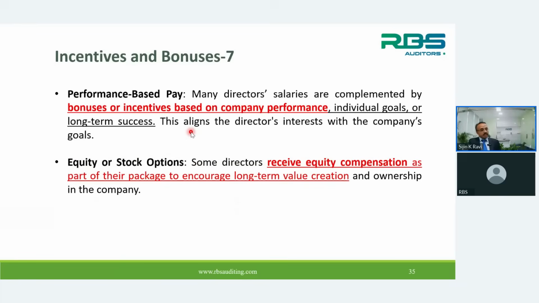Then the seventh part relates to incentives and bonuses. Many director salaries are complemented by bonuses or incentives based on company performance. Then there are long-term relationships and long-term success stories. All these are part of the deciding factors for how much managerial remuneration you can fix. Then equity or stock option: some directors receive equity compensation as part of their package to encourage long-term value creation. For example, if an employee has been working for more than 10 years, there is an option of equity they are given, and that is also part of the deciding factor for managerial remuneration. So you have to consider all this information while deciding how much salary is given. We discussed the equity option in the previous slide, which clearly mentioned the salary along with the stock option, so the stock option comes here.